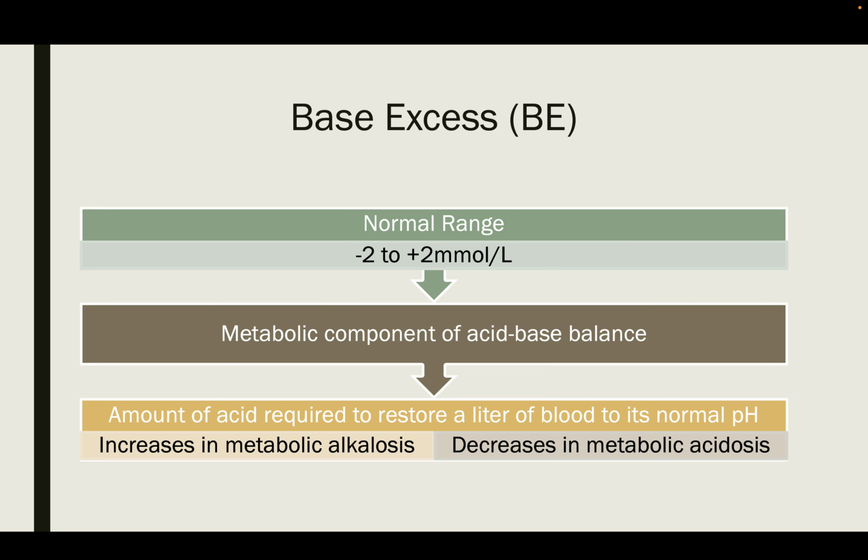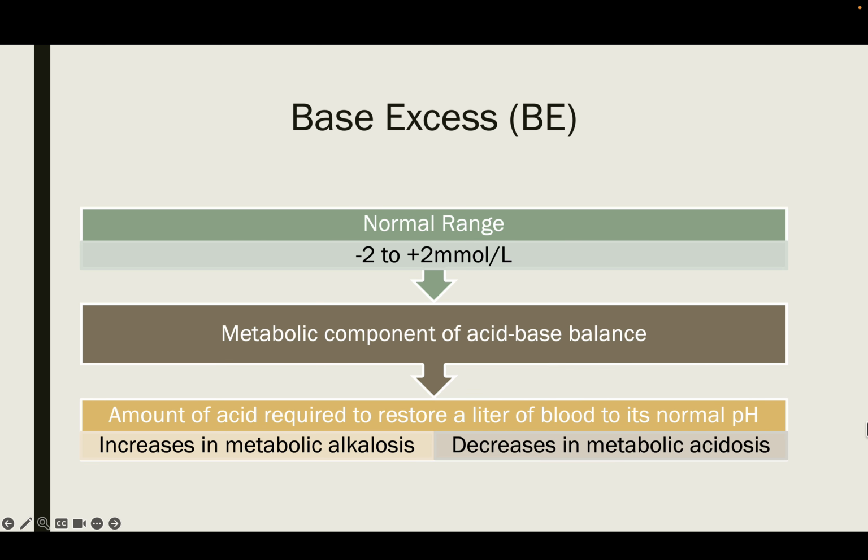And what base excess tells us, that number tells us, is the amount of acid needed to bring that pH back to normal. So if it's a negative number, let's say it's -10, that means I need to take acid out of the system for the pH to be normal, which means I'm in an acidotic state.